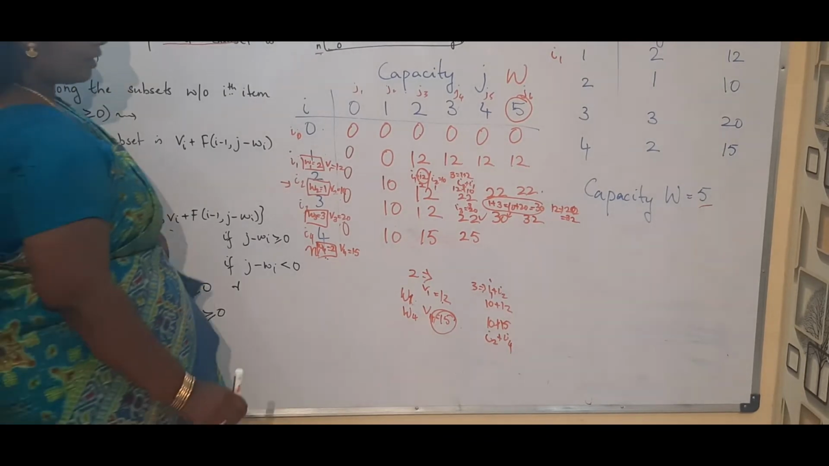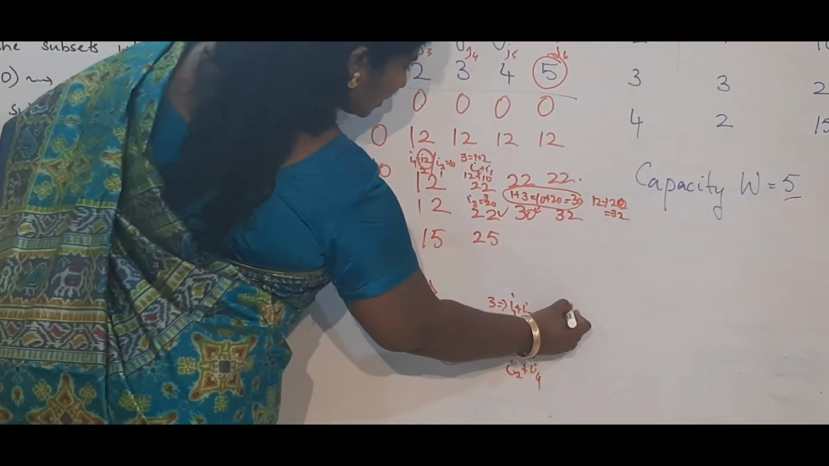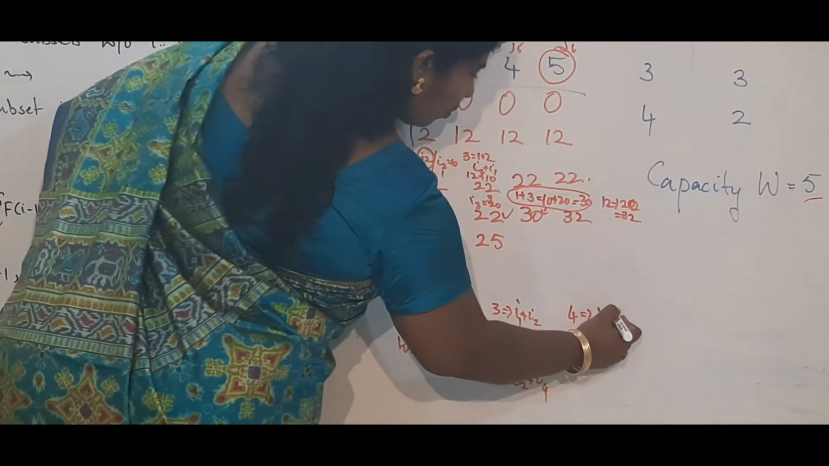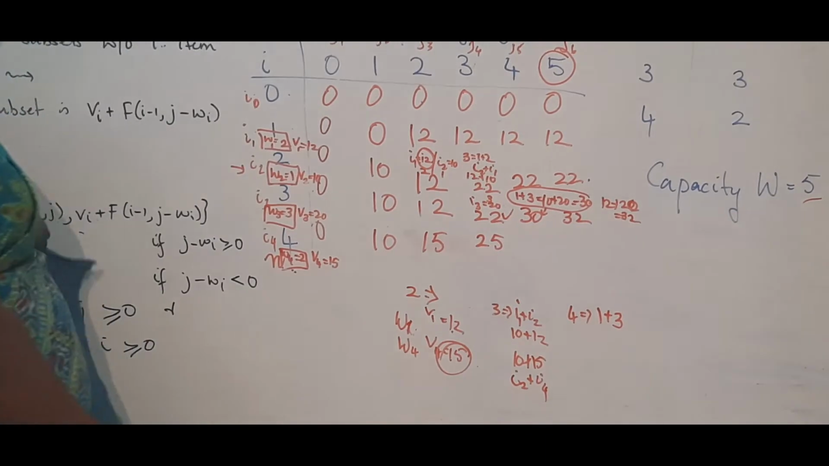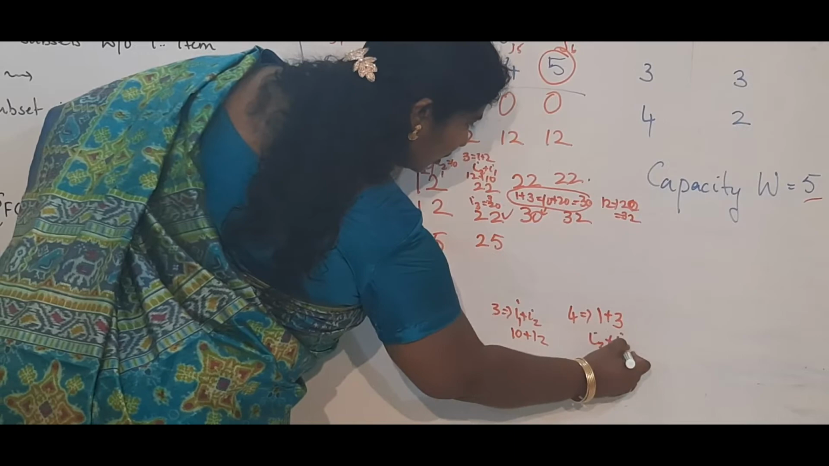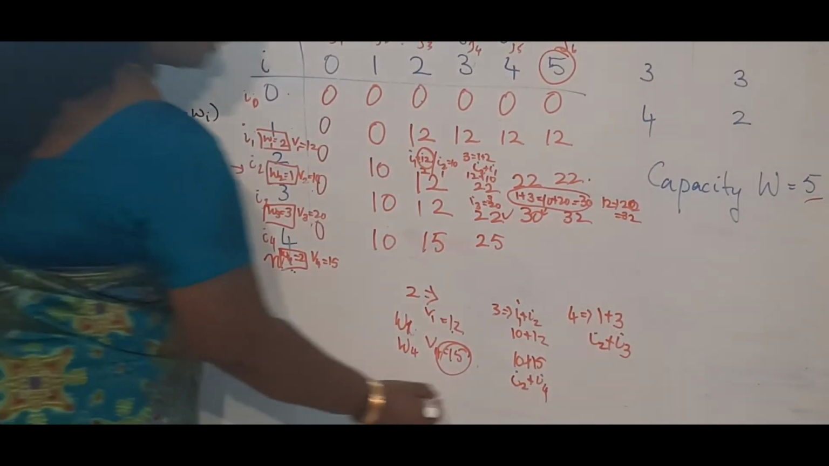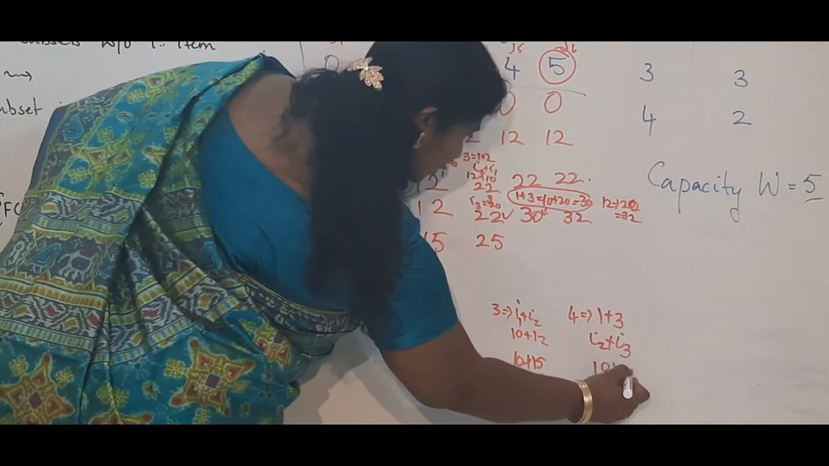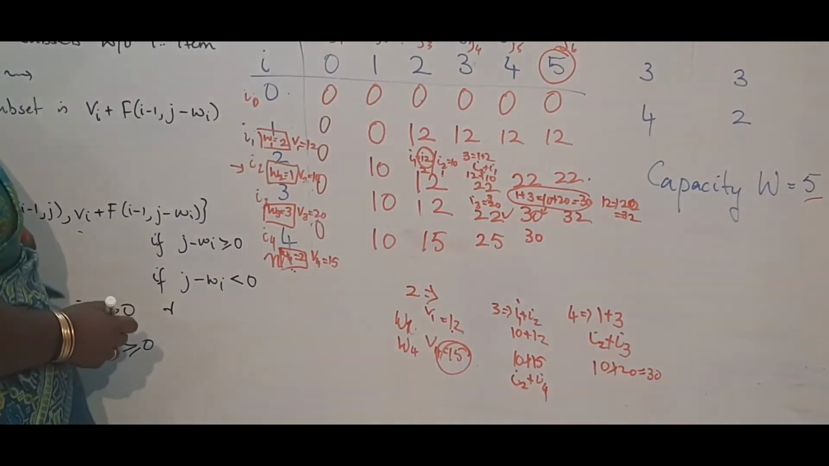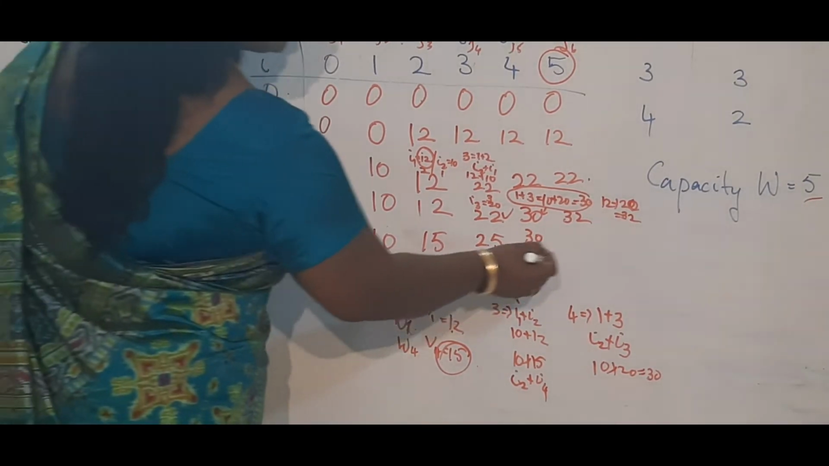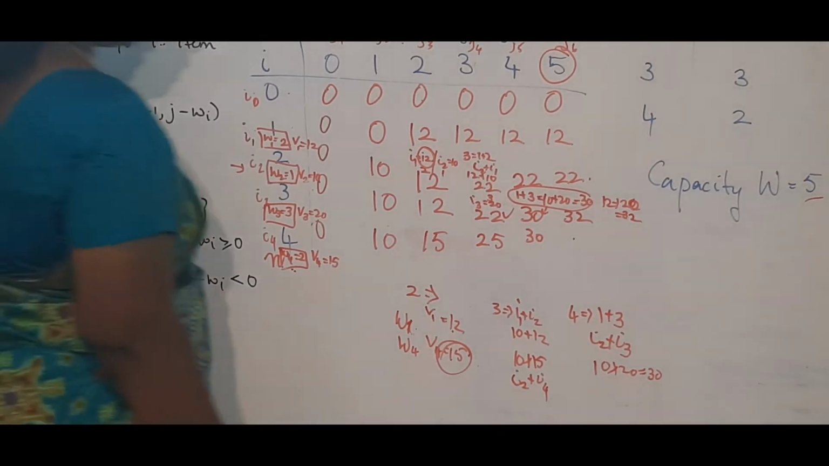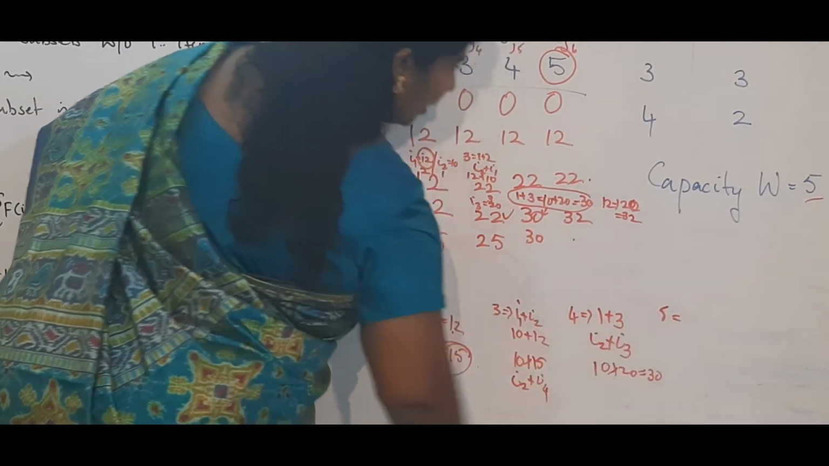Okay. Now for the fourth one, when it has to be 4, we just saw that it can be a combination of 1 plus 3, that is the second item and the third item. So the value is obviously 10 plus 20, that is 30. We don't have any other choice, I guess. Now it is for the last item which we have to look into. Which is the last item with capacity 5?